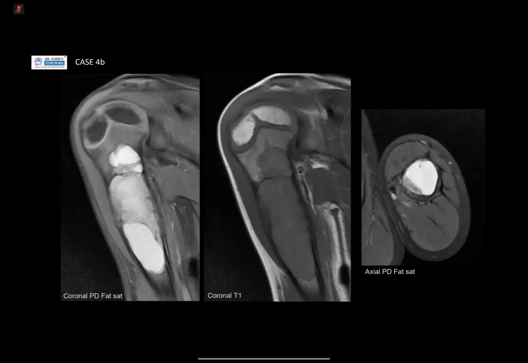Yes, the PDFS image shows the lesion showing me the blood fluid levels and is hyperintense on T1. And again, there's layering in the axial PD fat sat images. So, could it be... I'm not sure. Could it be a brown tumor?